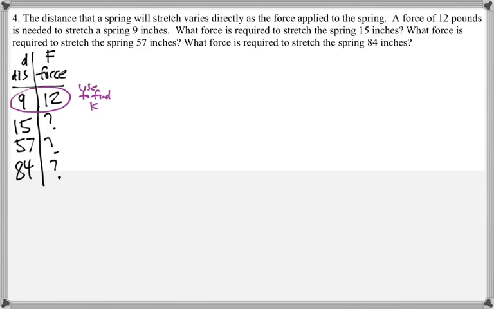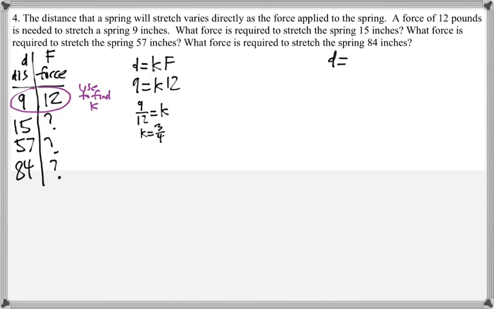Okay. And my general equation is D is equal to KF. So if I plug in the 9 and the 12, and then divide both sides by 12, I get K is equal to 9 over 12. I do want to reduce this to 3/4. So K is 3/4. So my general equation I can now express with the 3/4 instead of just the K.